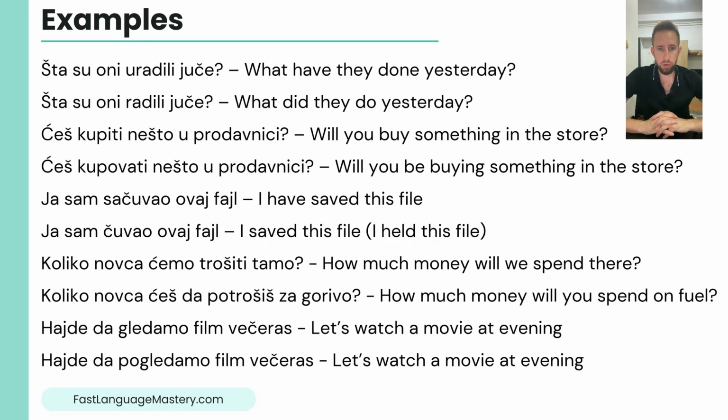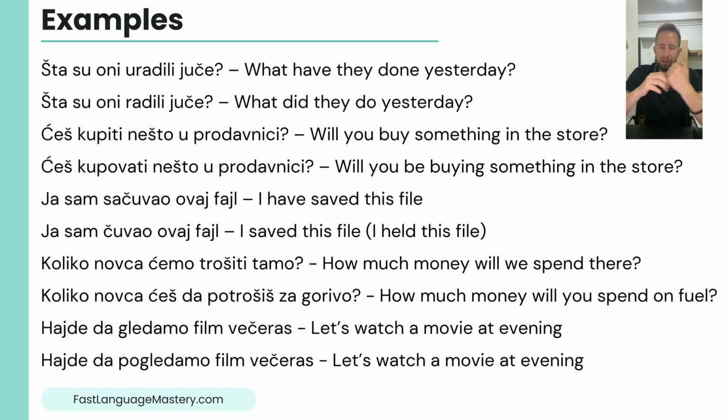Šta su oni uradili juče? What have they done yesterday? And šta su oni radili juče? What did they do yesterday? Well, in English we can't always translate it directly, as it is meant literally, but approximately, or very approximately, we can.